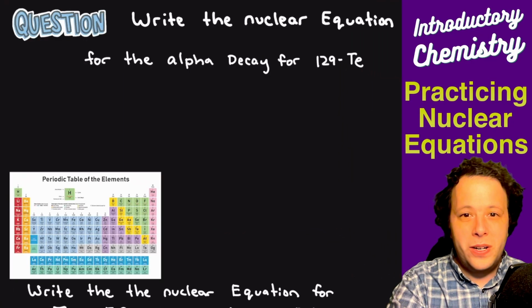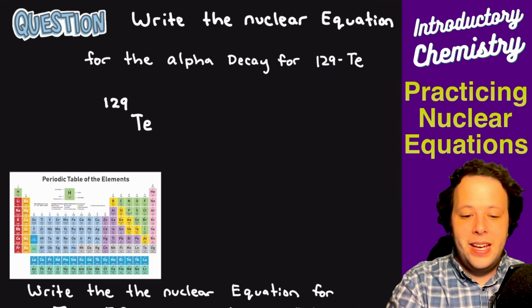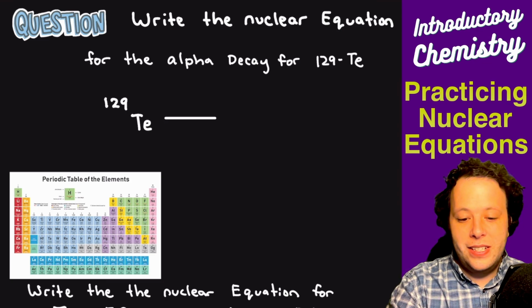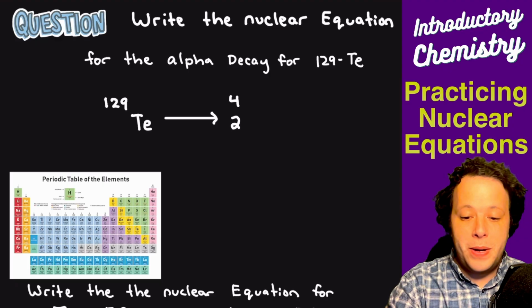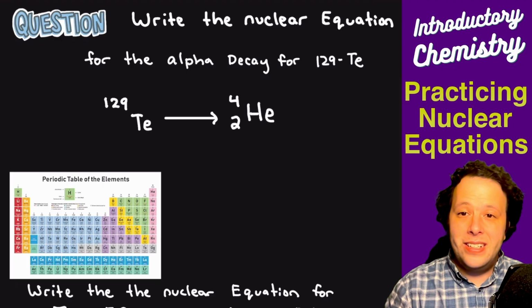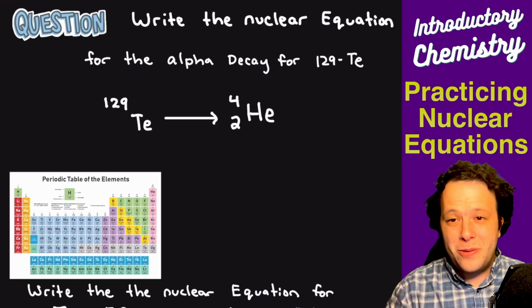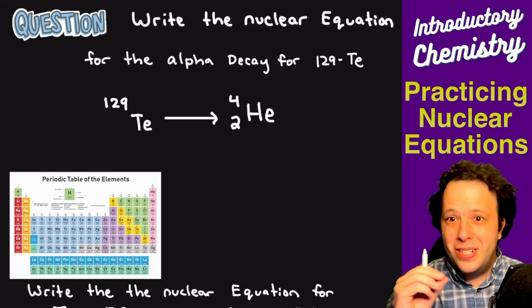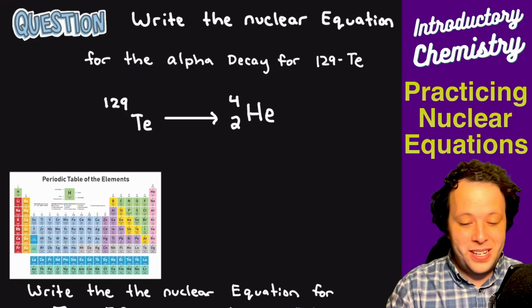What element or nuclide are we going to be starting with? It says that we have 129Te, so this is your parent nuclide. And what it's telling us is that it's going to go through alpha decay, which, if you remember, we represent by a helium atom, which is 4,2 He. And if you don't remember all these, go to my different types of reactions video to help review all these core concepts.